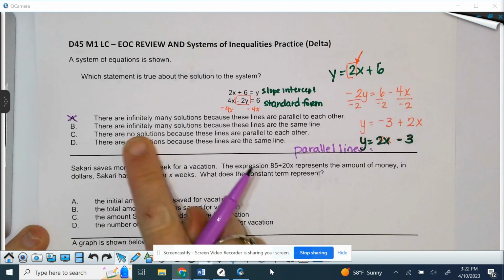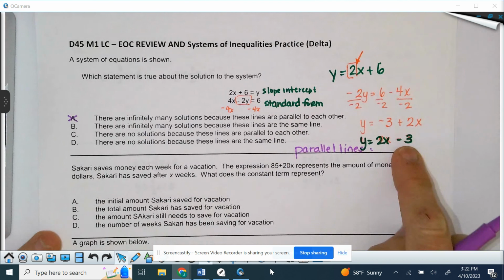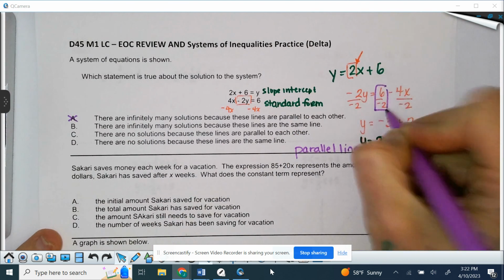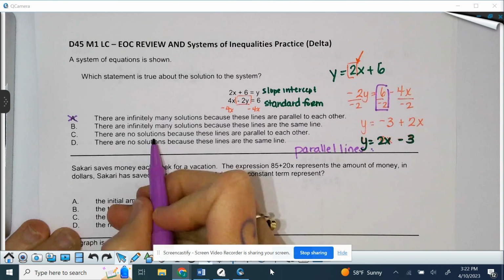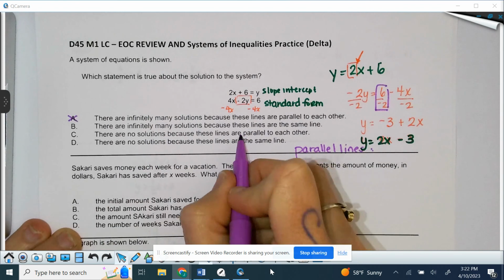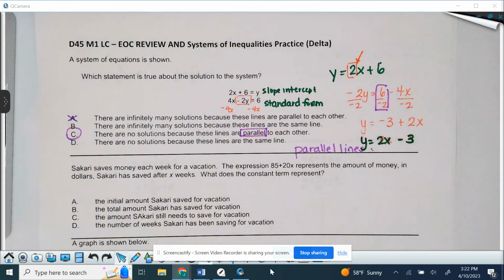So infinitely many solutions mean the lines are the exact same line. In this case, our y-intercepts are different, so they just slid up the graph or down the graph. There are no solutions because the lines are parallel, and parallel lines never touch. So that's exactly what our answer should be. If you know they're parallel, they're never going to touch, and the solutions are always where the lines touch.